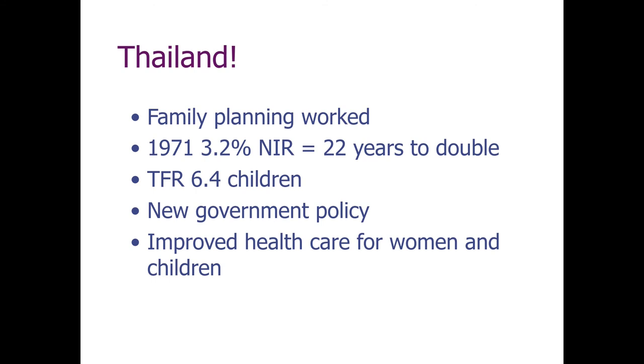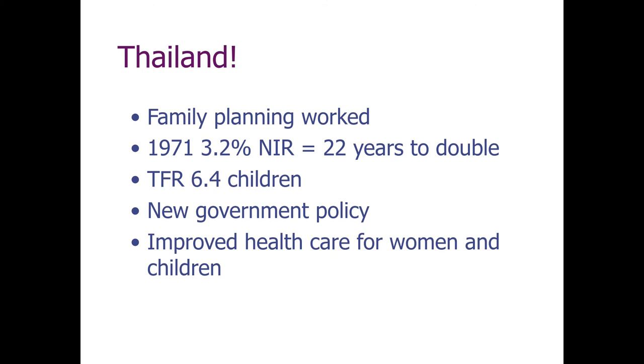Thailand. So you're going to watch a video on Thailand. It's one of my faves. Thailand is a success story. Thailand is an example of how it should be done. That family planning worked in Thailand in 1971. 3.2% was the natural increase rate for a doubling time of 22 years. Total fertility rate, 6.4 children per woman.